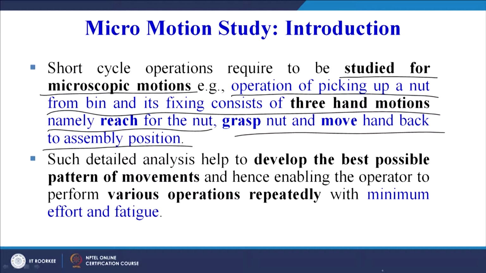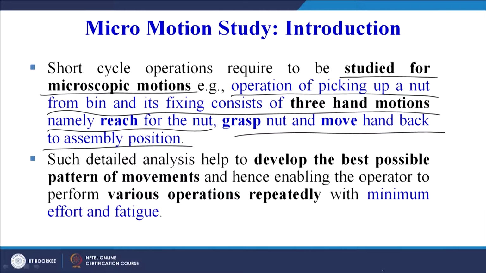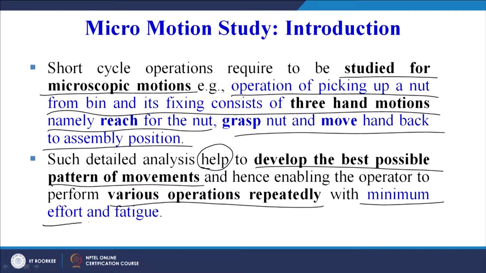So this may be for one hand motion, and then for the other hand also similar motions may be there. So this is the example I am reading for you for micro motion study. What type of short cycle operations can we study using micro motion study? The operation of picking up a nut from the bin and fixing consists of 3 hand motions, namely reach for the nut, grasp the nut and move hand back to the assembly position. Now why do we need to do such type of analysis? They help to develop the best possible pattern of movements, hence enabling the operator to perform various operations repeatedly with minimum effort and fatigue.